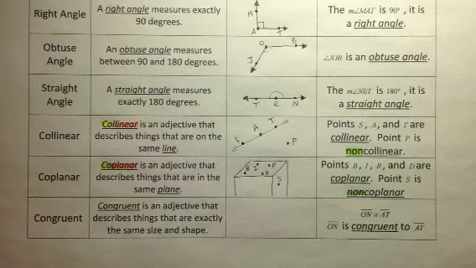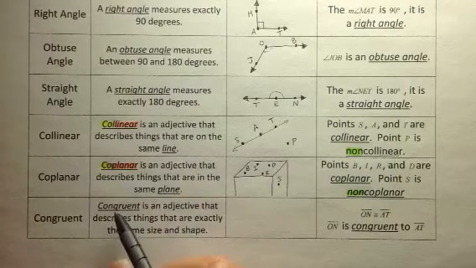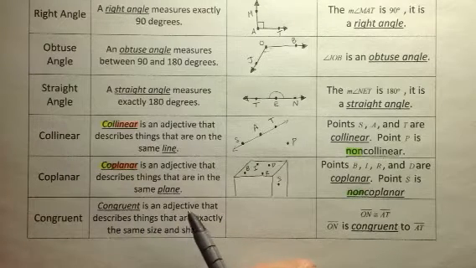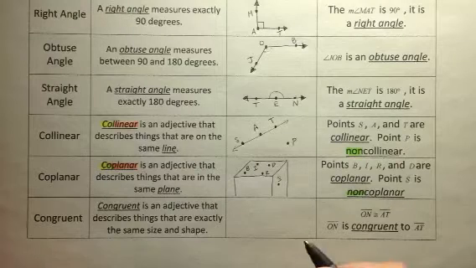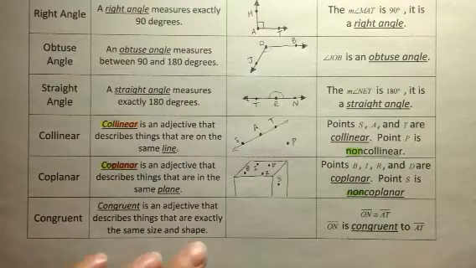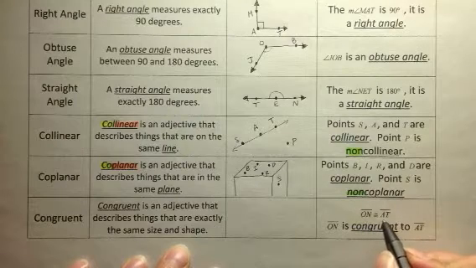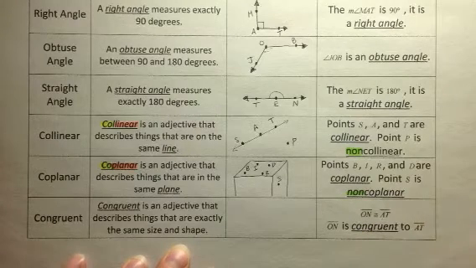Alright, I've got one more adjective here, congruent. You're going to hear this all over the place in geometry. Congruent is an adjective that describes things that are exactly the same size and shape. Okay, so that could be two congruent segments, two congruent angles, two congruent triangles, two congruent squares. It's an adjective, so it just describes things that are exactly the same. So my example here says that segment ON is congruent to segment AT.